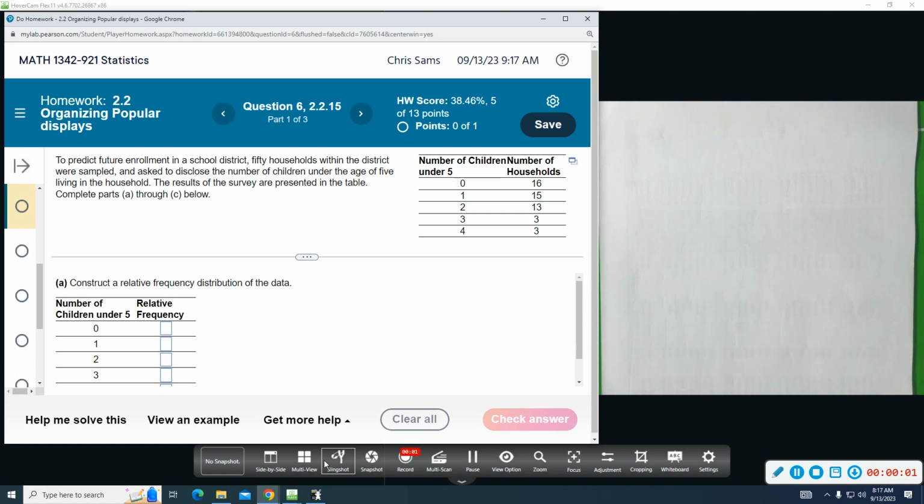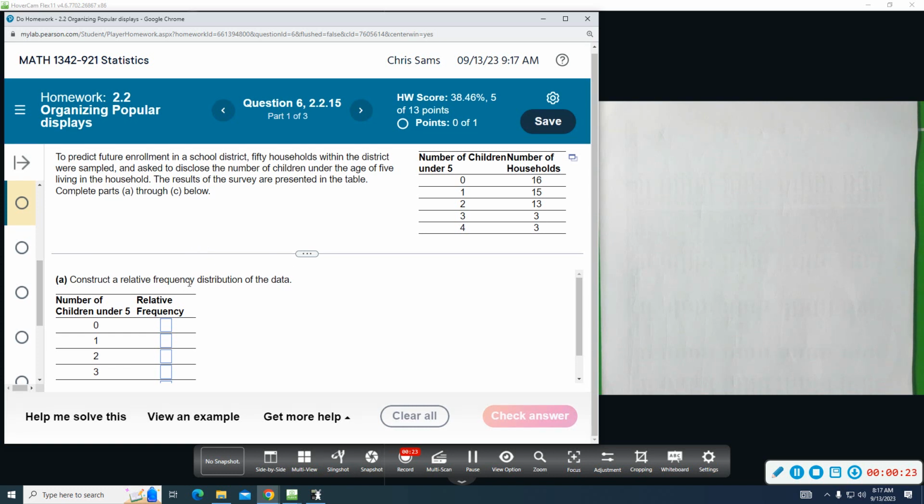All right, so looking at question number 6, we got 3 parts. It says to predict the future enrollment in a school district, 50 households within the district were sampled and asked to disclose the number of children under the age of 5 living in the household. The results of the survey are presented in the table. Complete parts A through C. So first, we want to construct a relative frequency distribution for the number of children.